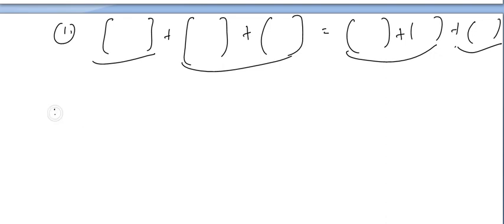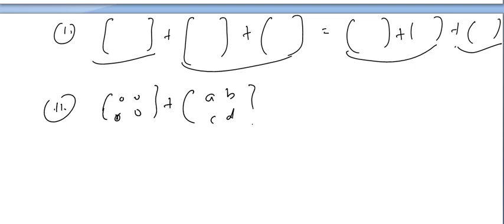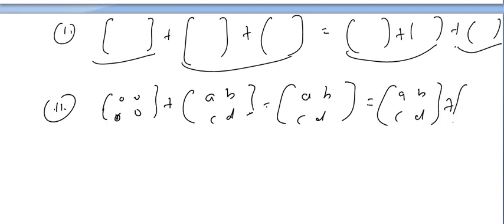For existence of identity, we know what the identity will be. Here the identity is nothing but the null matrix. If we add the null matrix 0 0 to any matrix A, B, C, D, what will it give? It will give the same matrix A, B, C, D. It will not affect anything. This is A, B, C, D plus 0, 0. So here is the identity element.